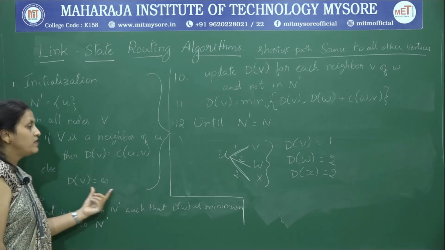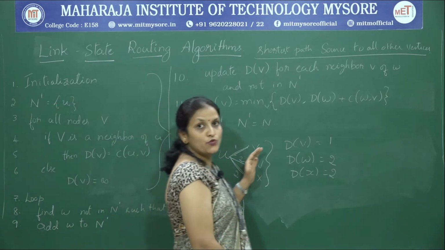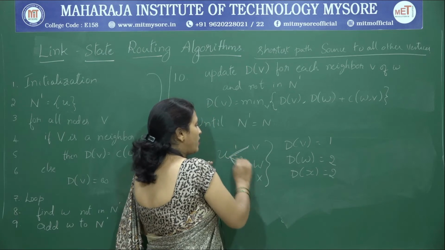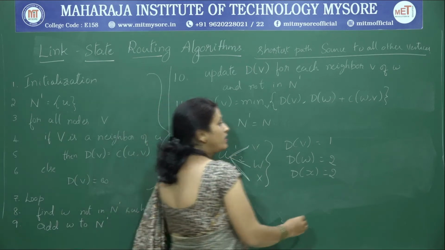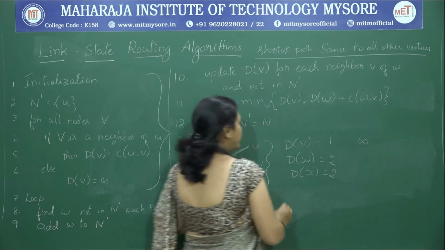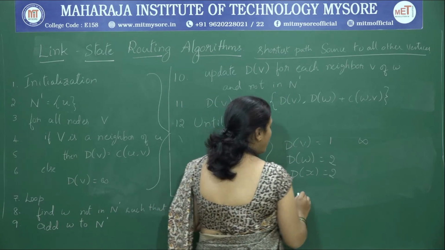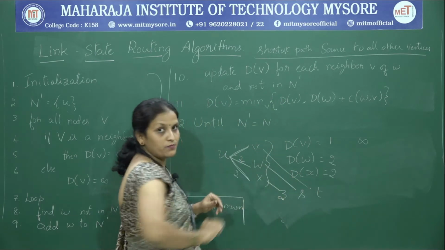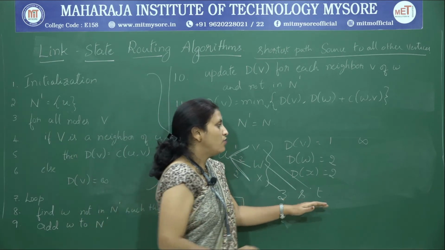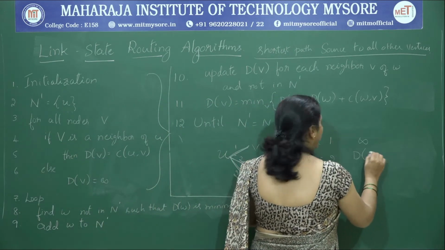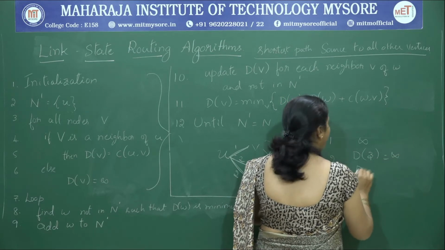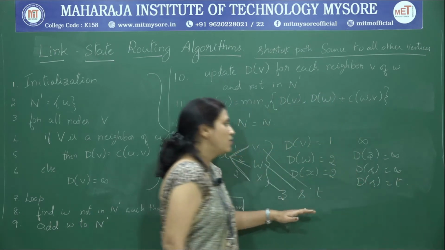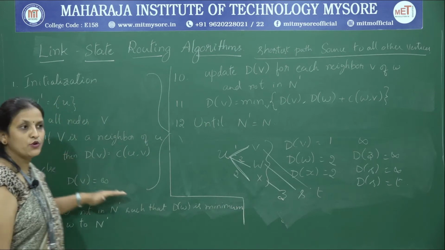Otherwise, D of V is infinity. That means, if a vertex or router or node is not the immediate neighbor of U, then assign the value for it as infinity. For example, if I have some vertex Z or S or T which are connected through some other nodes in between, assign D of Z as infinity, D of S as infinity to begin with. So, this is the initialization portion.